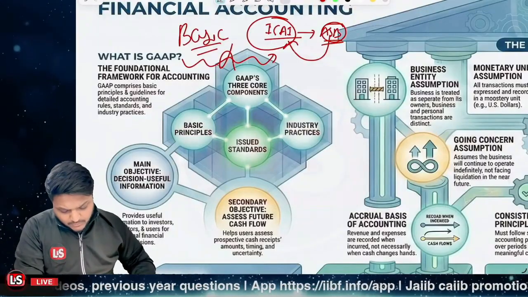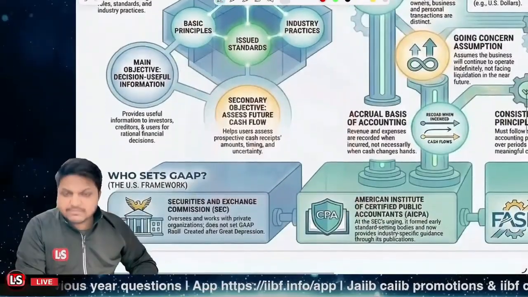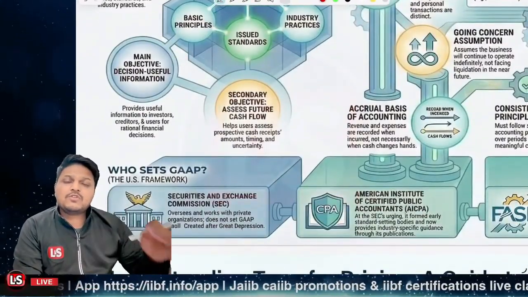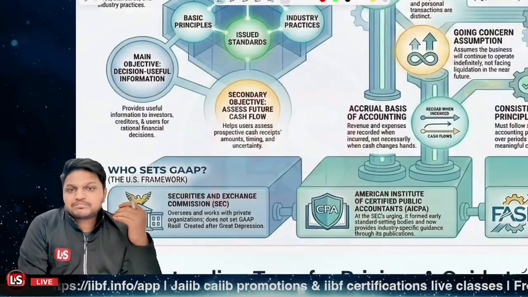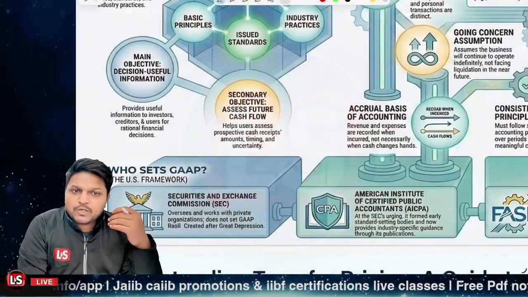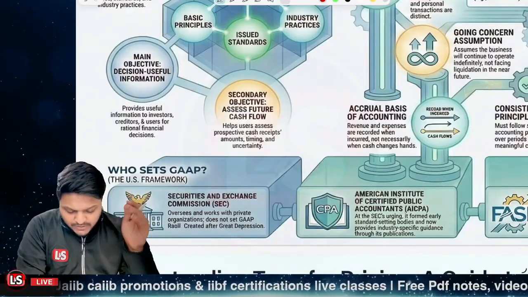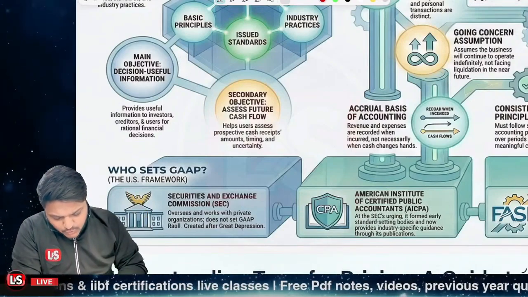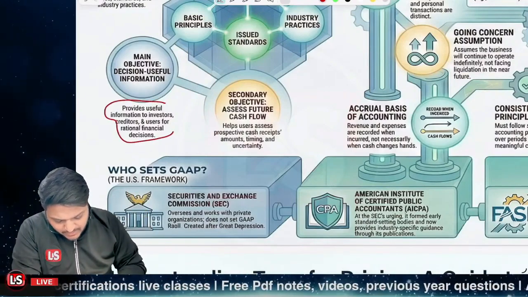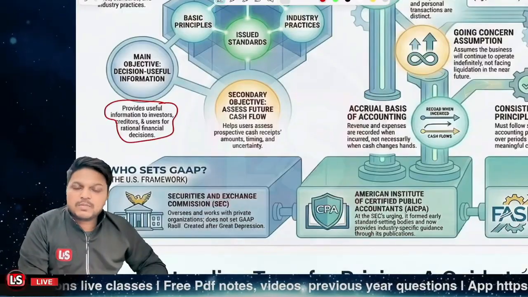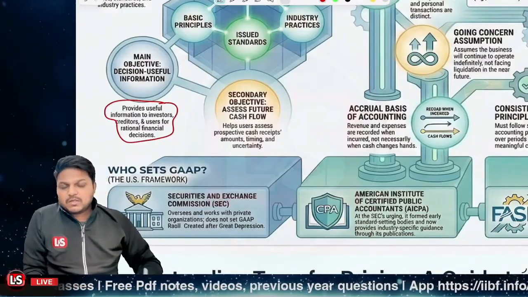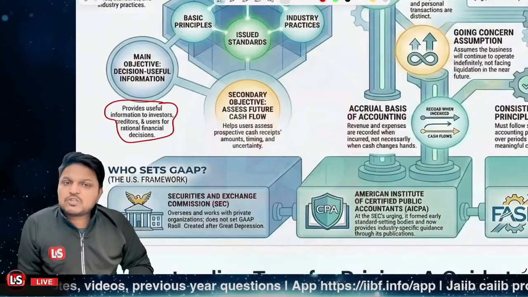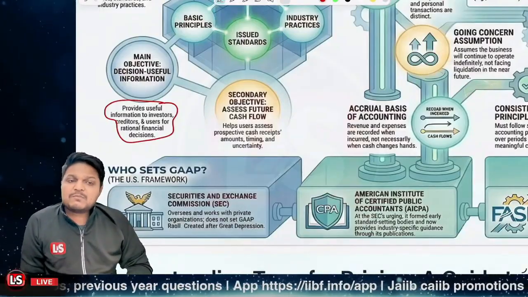Right now, what are the main objectives? First of all, whenever we provide information, it must be useful. Whatever information is provided must be useful to the investors, to the creators, to the users. Whoever is going to consume that particular information, it must be useful to them. That must be logical.